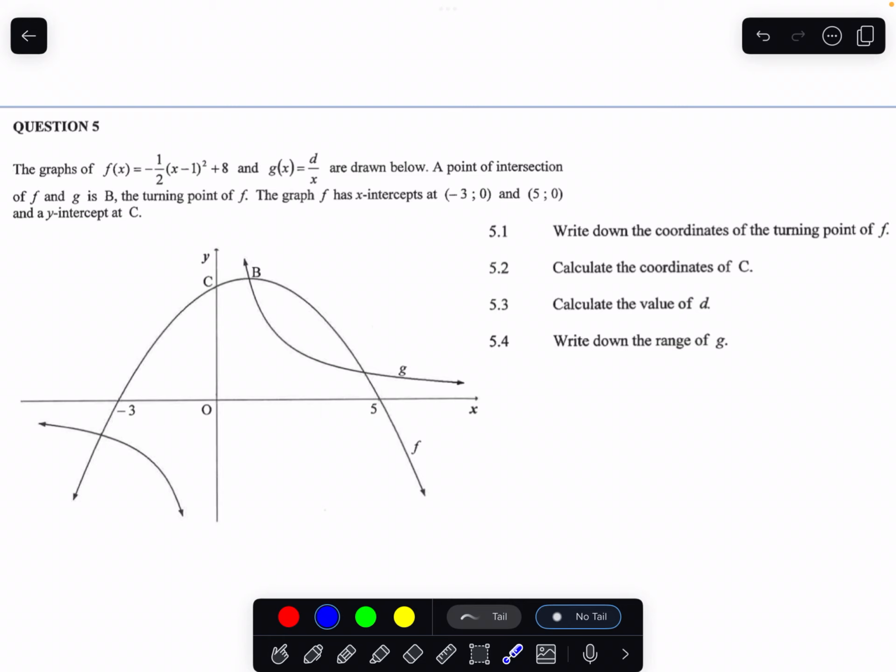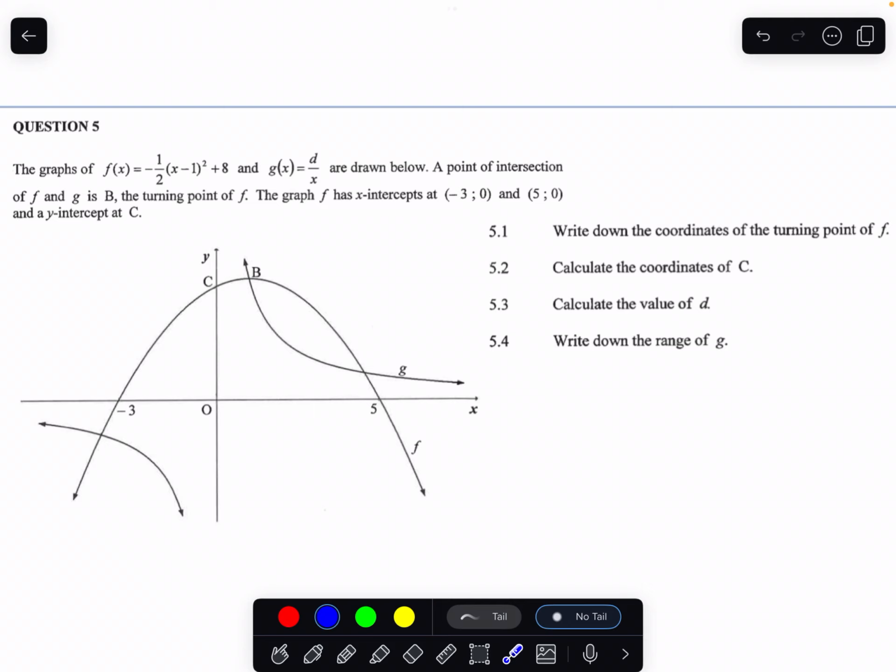Okay, so before we dive into the questions, let's look at the information that's encoded inside the function, right? The negative a half over here corresponds with the parabola being a sad face parabola, concave down, right? And then the 1 and the 8 give us the turning point of the parabola, right?